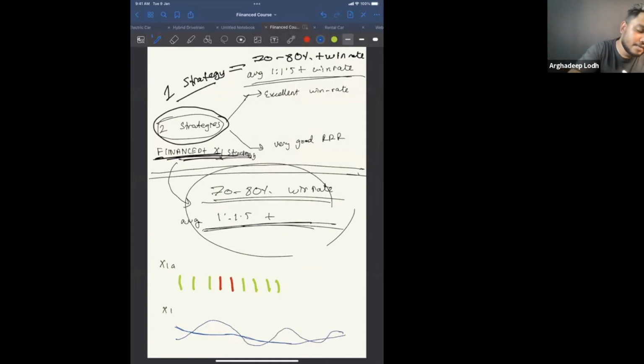Now, when this line is above this line, it will be green in color. And जब इसके नीचे रहेगा, it will be red in color.